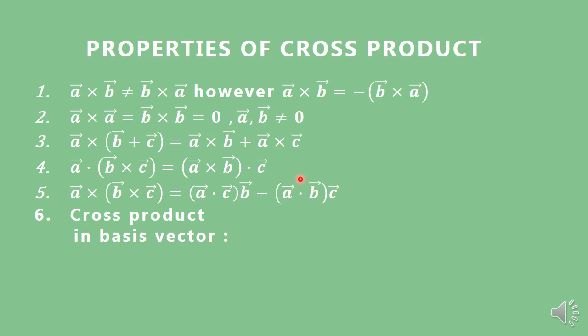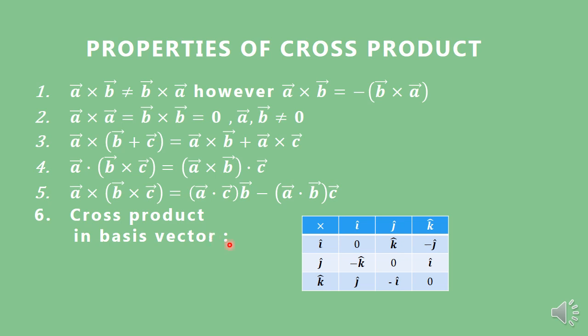Okay, the sixth one is cross product in its basis vectors. I will conclude it like this. This is the table of a cross product between basis vectors. I cross I is 0. J cross J is 0. K cross K is 0. If the vectors are the same, the cross product is equal to 0.